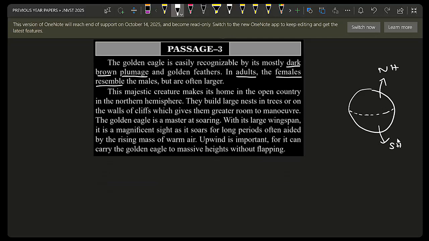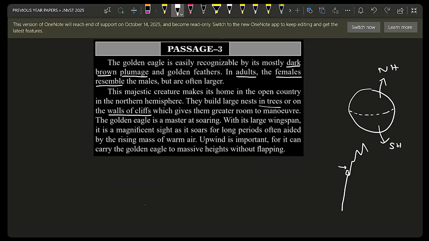They build large nests in trees or on the walls of cliffs. So they are living in the nest on tall trees and on the walls of cliffs. Cliffs, mountain cliffs. If there is a mountain like this, on the cliff also it prepares a nest wherever the base is, and it lives there, which gives them greater room to manure. Manure means something food there to eat.